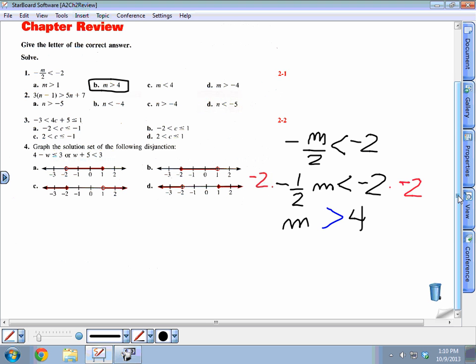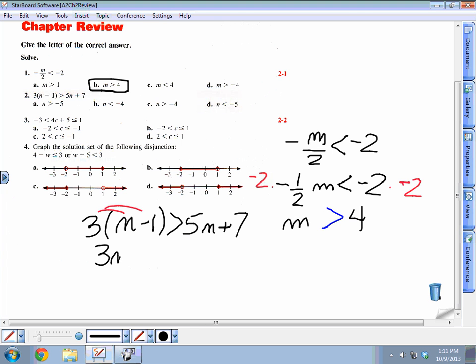Number 2. 3 times the quantity n minus 1 is greater than 5n plus 7. Okay, now the first thing you have to do here is distribute. So you're going to use your distributive property to get rid of that. So you have 3n minus 3 is greater than 5n plus 7. I don't have to flip the sign because I didn't multiply or divide by a negative number.